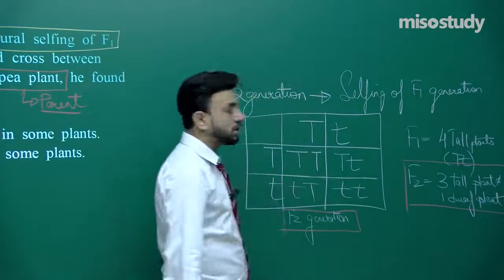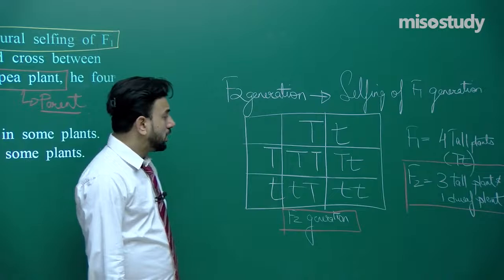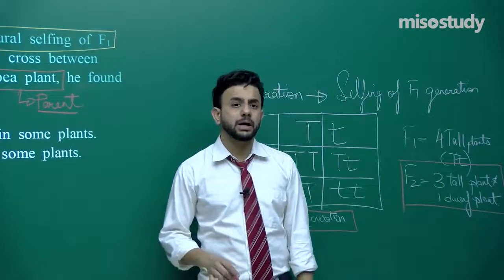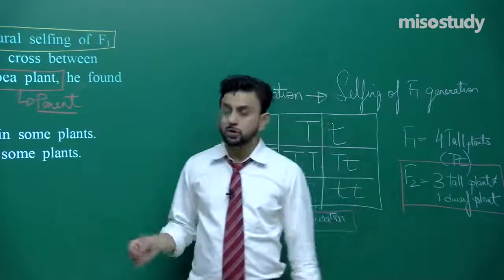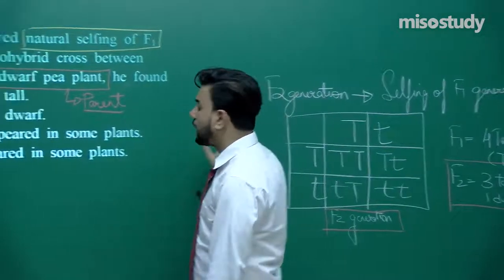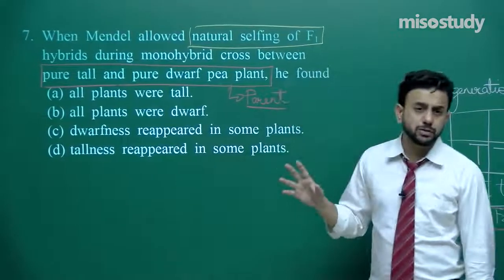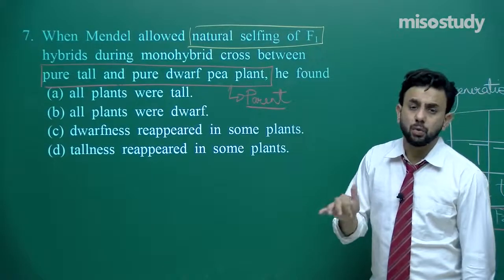Three tall plants and one dwarf plant. So we see that this dwarfness character has reappeared in this F2 generation. Coming to the options again, we now know the results. All plants were tall. Is it in the F2 generation? No. Three were tall, one was small.